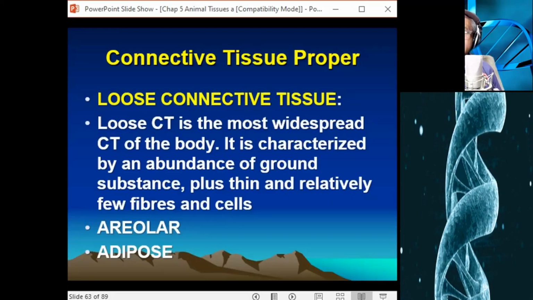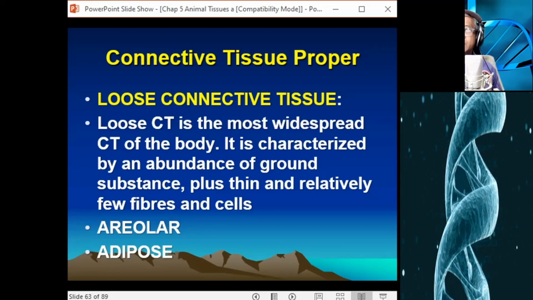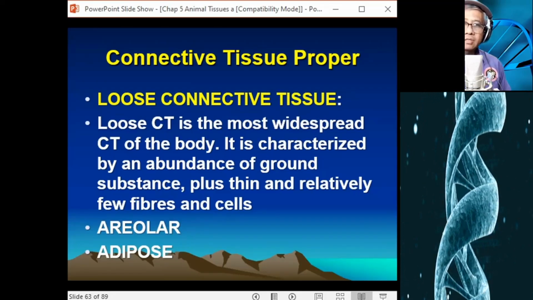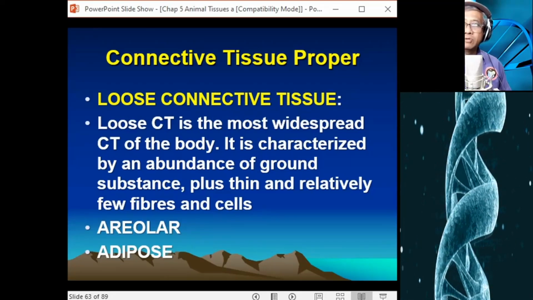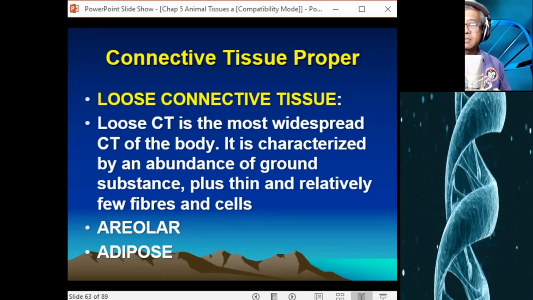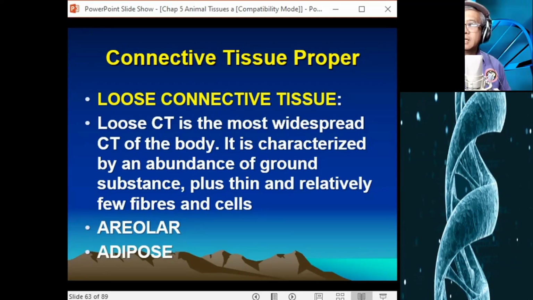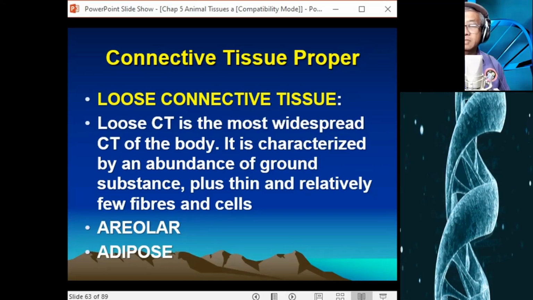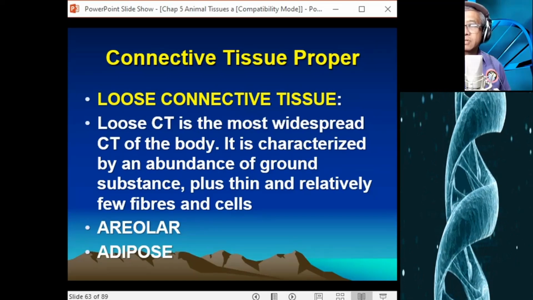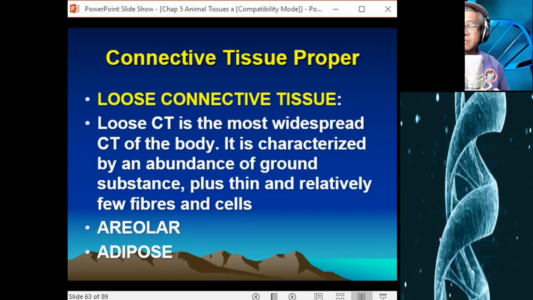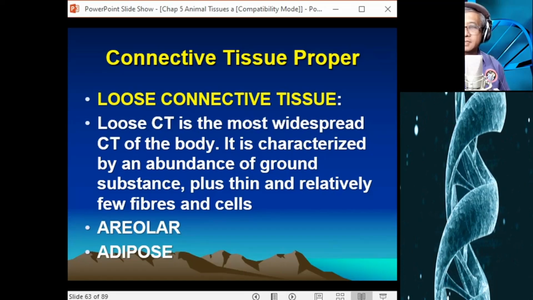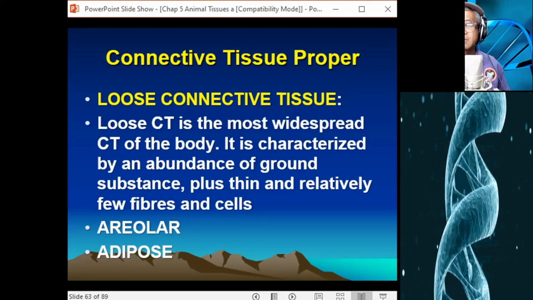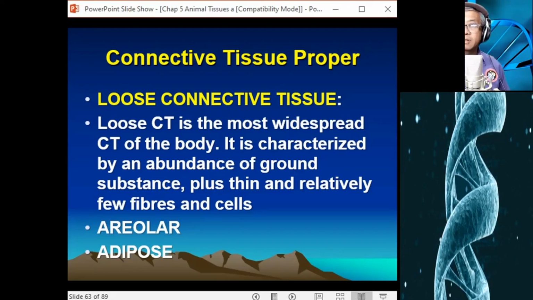Okay, let's describe first loose connective. Dito muna tayo sa loose connective tissue. Now, loose connective tissue is the most widespread connective tissue of the body. It is characterized by an abundance of ground substance, yung extracellular matrix, plus thin and relatively few fibers and cells. So actually tatlo yan. We have areolar, adipose, and reticular connective tissue.